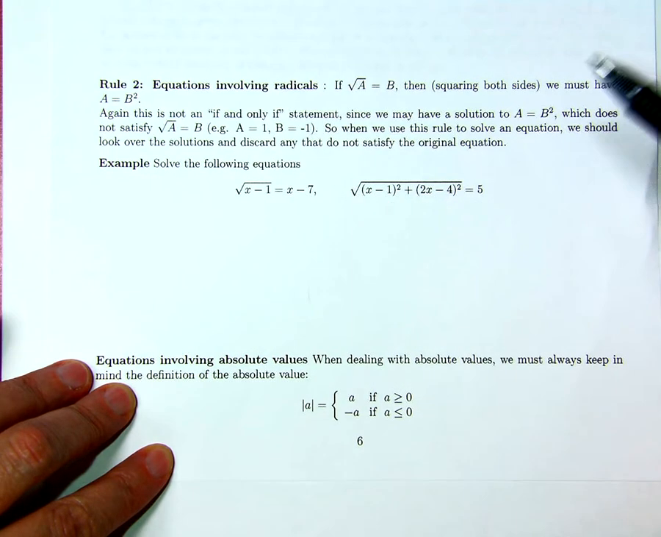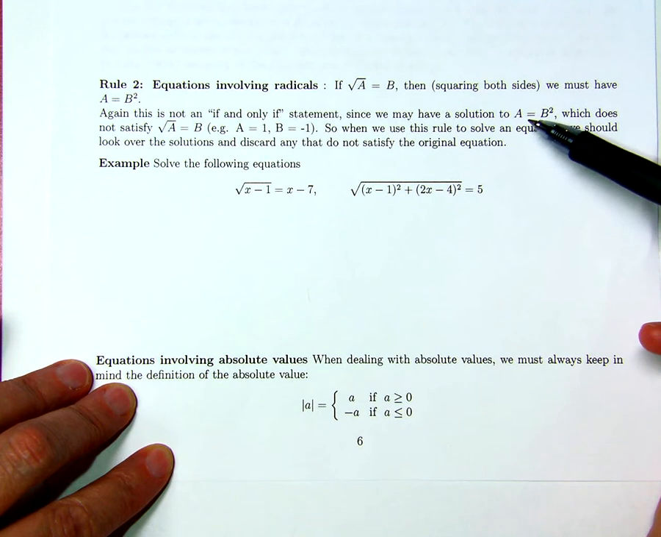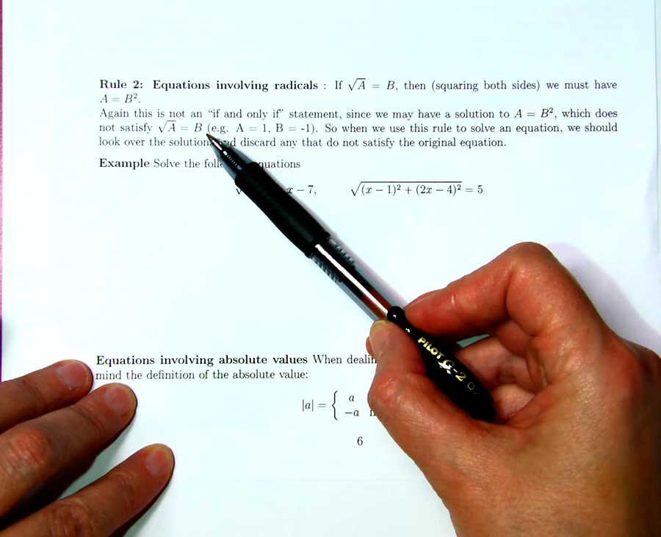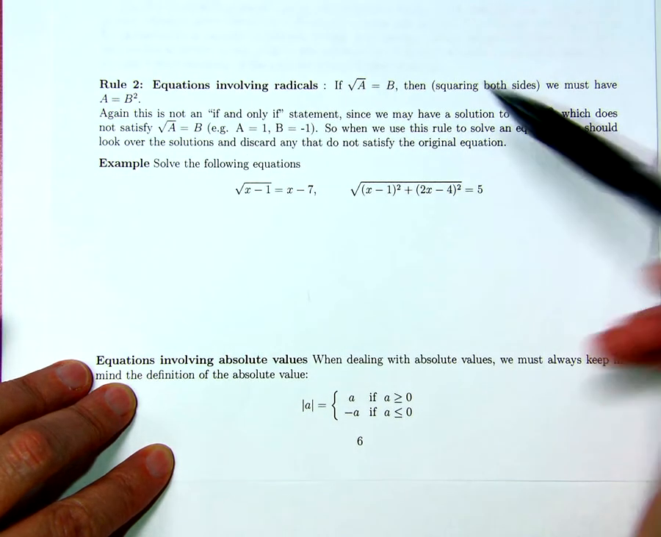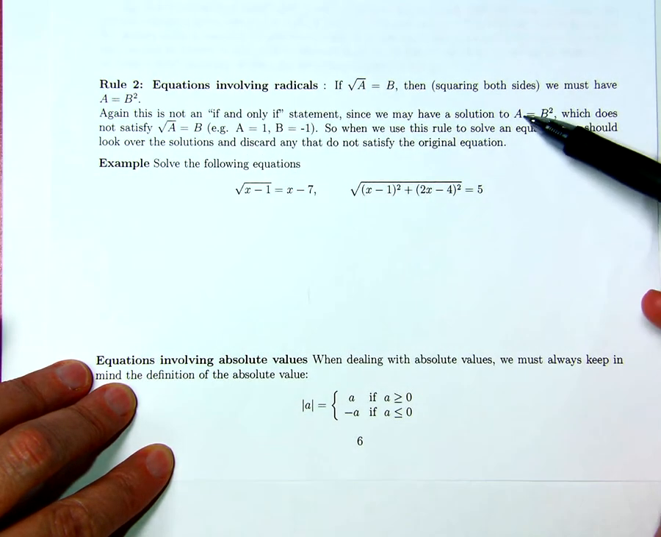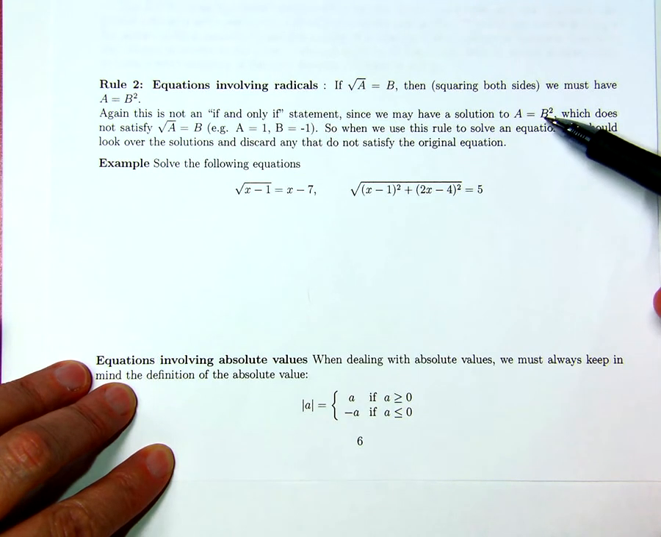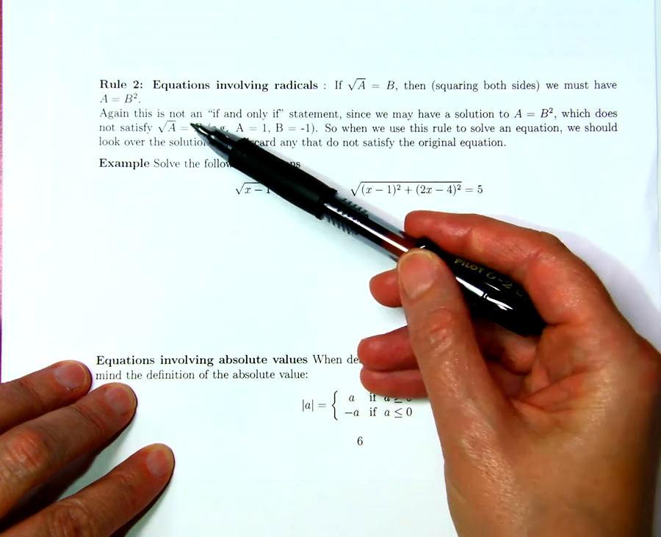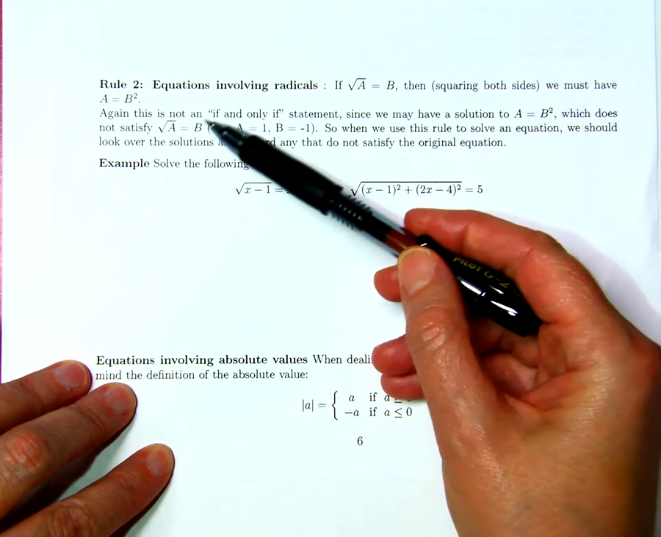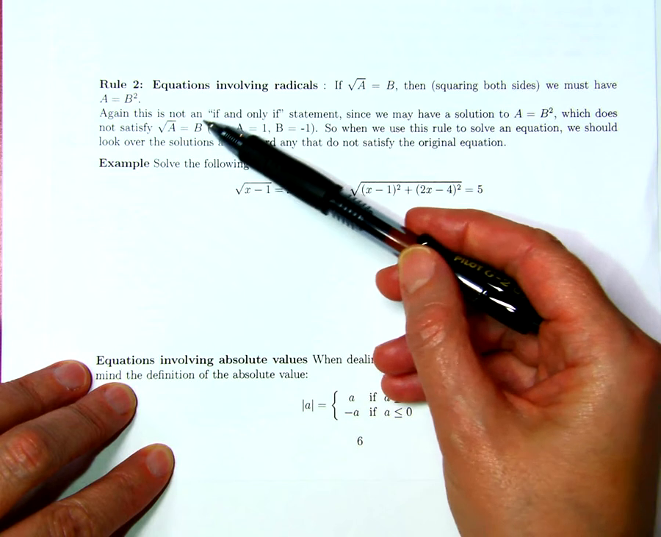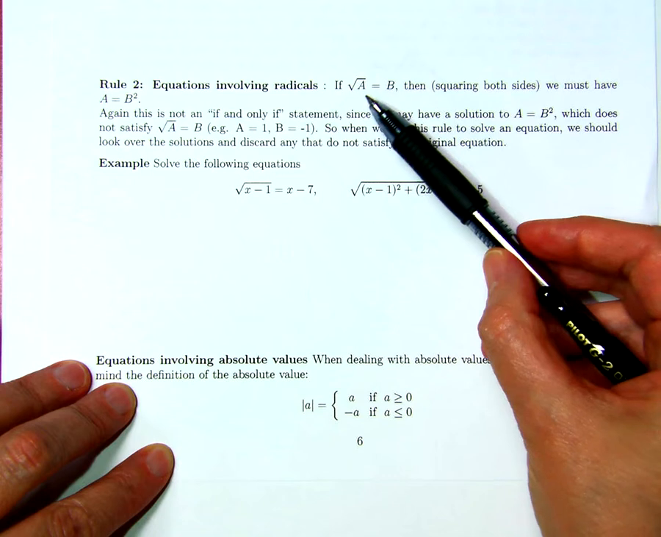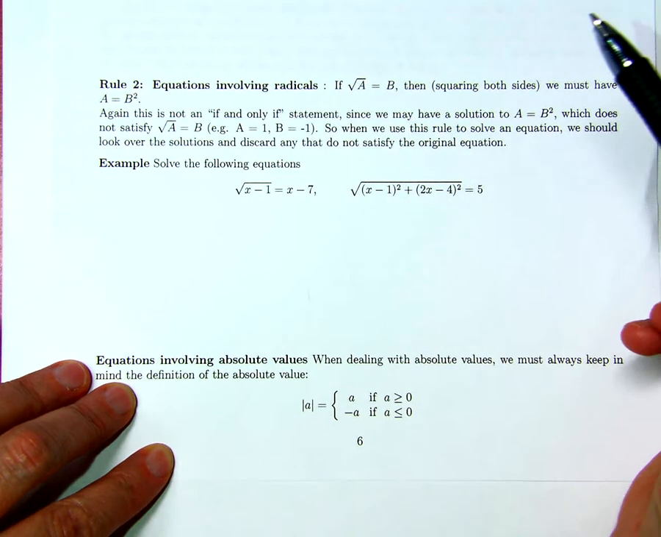So, for example, if I take the equation the square root of a equals b, then a equals 1, b equals negative 1 satisfies the equation a equals b squared, but it's not a solution to the equation the square root of a equals b. So you may have some negative values for b popping up here on the right hand side, and you have to be a little careful about that.